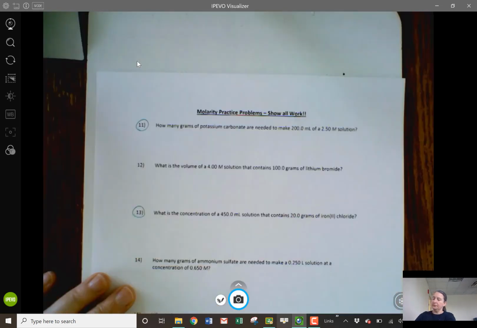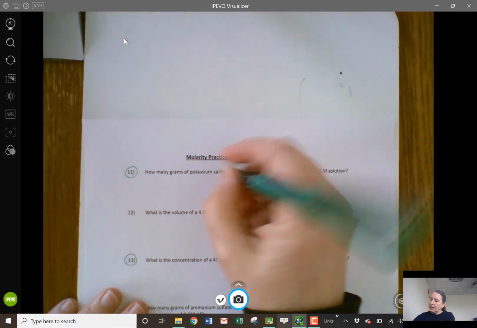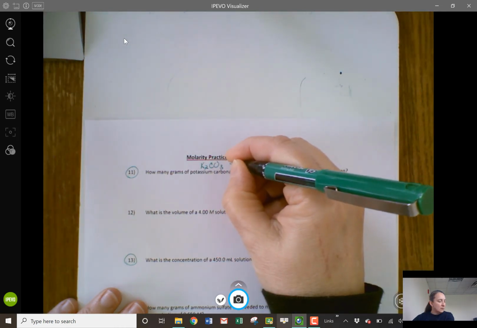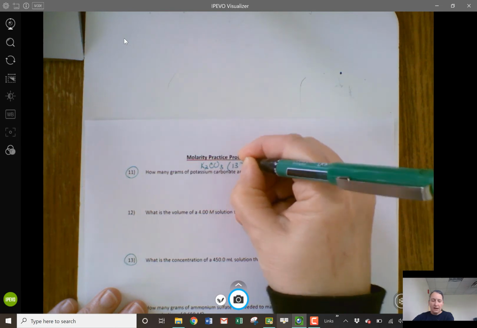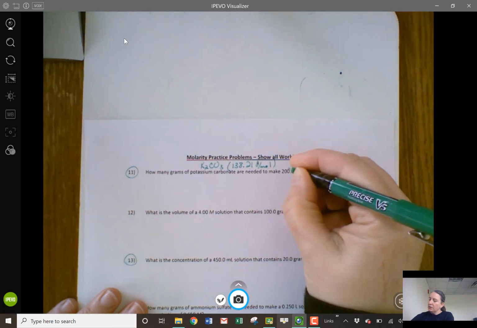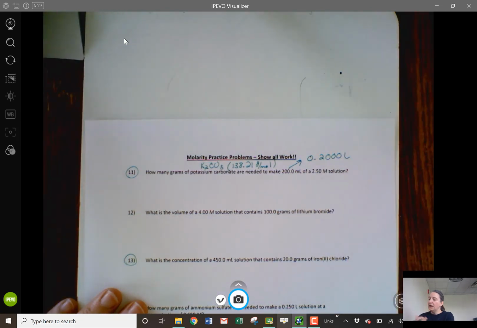ahead and do 11. How many grams of potassium carbonate are needed to make 200 milliliters of a 0.25 molar solution? So again, potassium carbonate is K2CO3, and this has a molar mass of 138.21 grams per mole. 200 milliliters is 0.2000 liters. And we actually have everything that we need now to solve this one. Think about what you want. You want mass. So we need to make sure that we end up with grams.